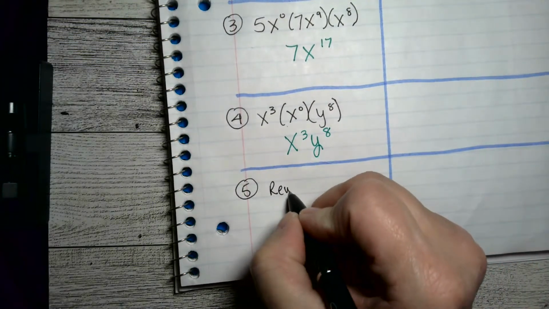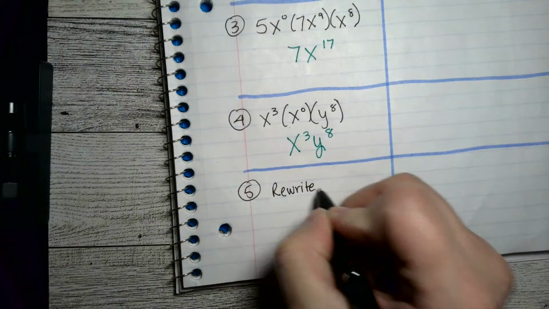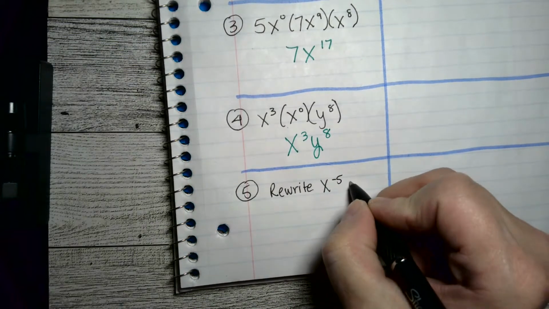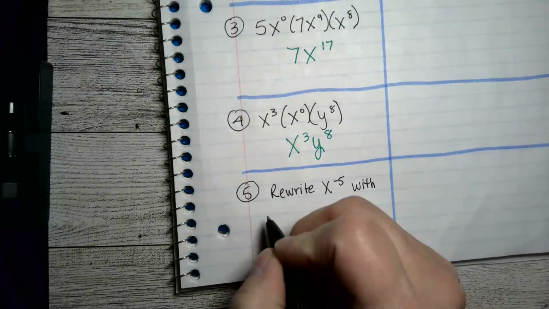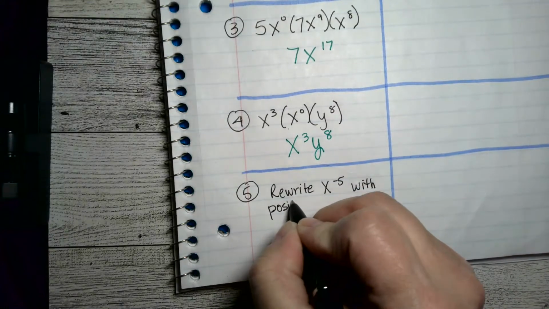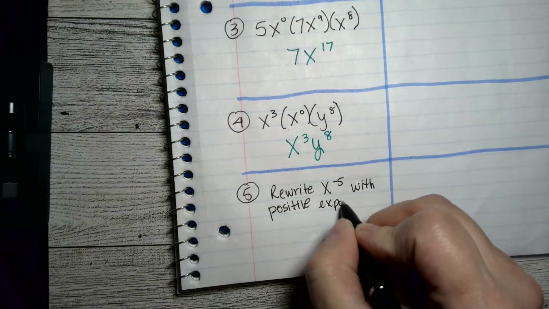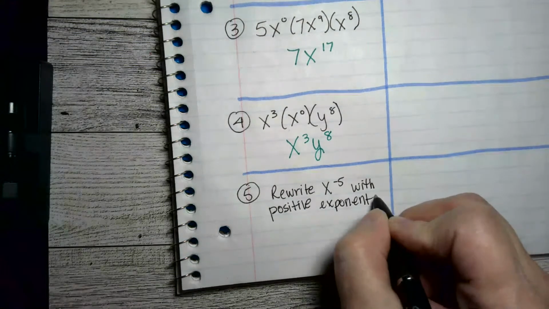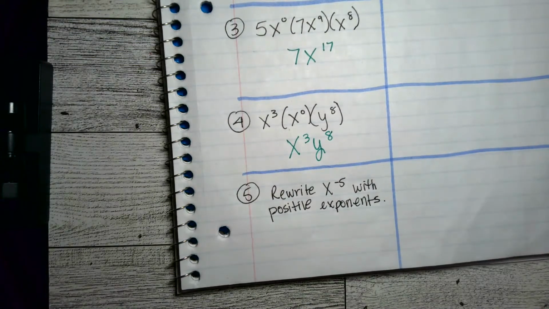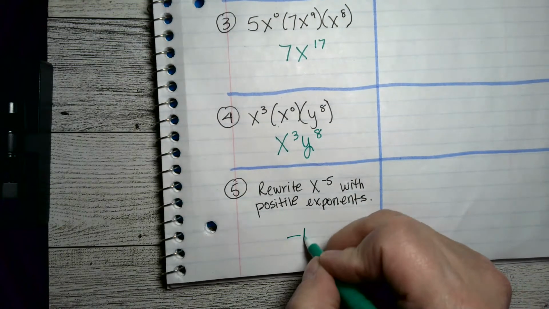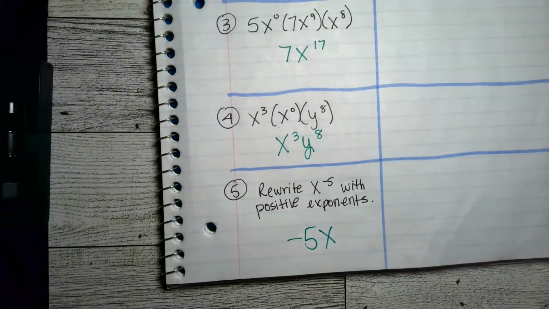Number 5, rewrite x to the negative 5 with positive exponents. All right, and her answer on this one was negative 5x.